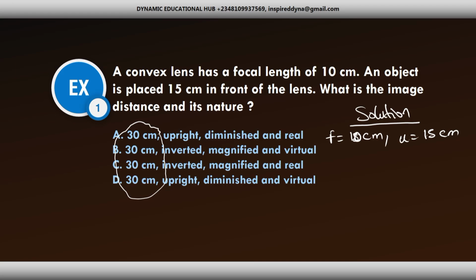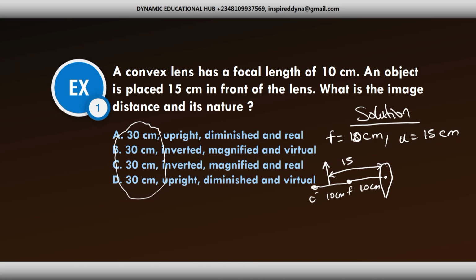So let's quickly draw our lens. Let's say this is our lens here. We are given the focal length. This is the focal length here to here. This is the focal point. Here to here is 10 centimeter. Now when you double this, you have the center of curvature. Here to here will also be 10 centimeter, and here to here will be 20 centimeter. In the question, we're told that an object is placed 15 centimeter in front of the lens. So we have an object that is placed here like this. Distance from here to here is 15 centimeter. So this object is placed in between the center of curvature and the focal point.